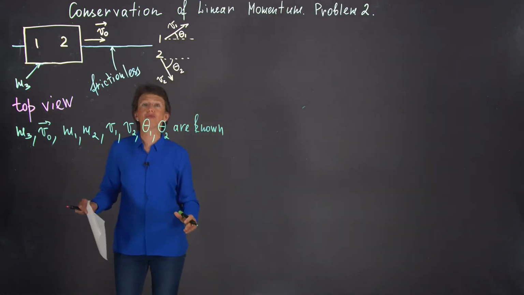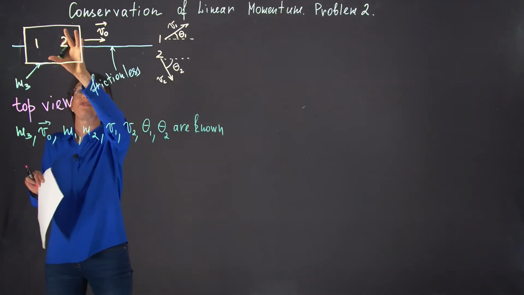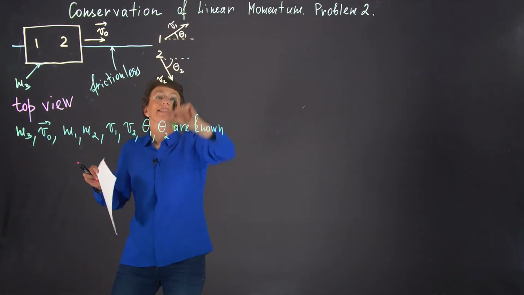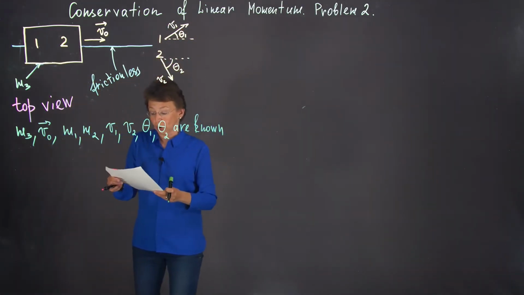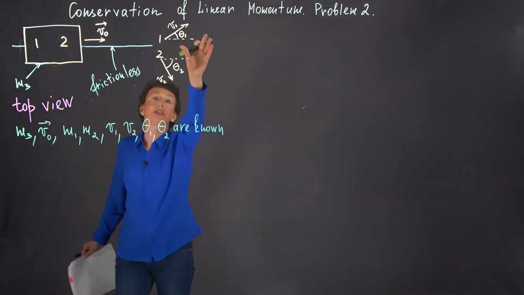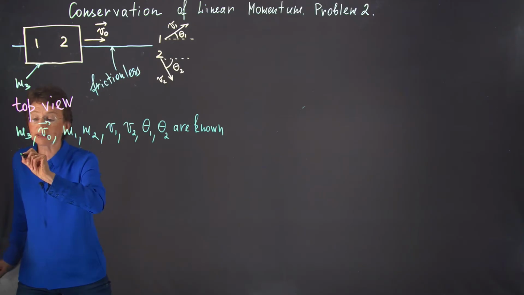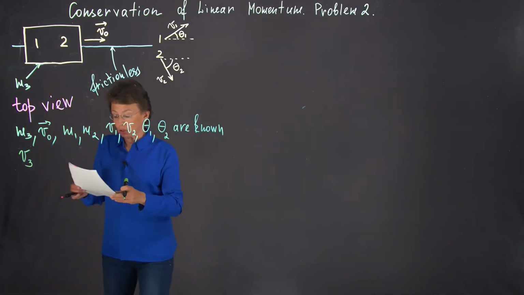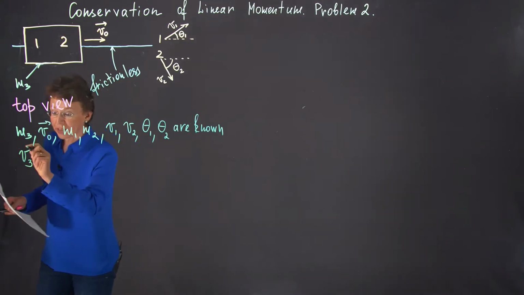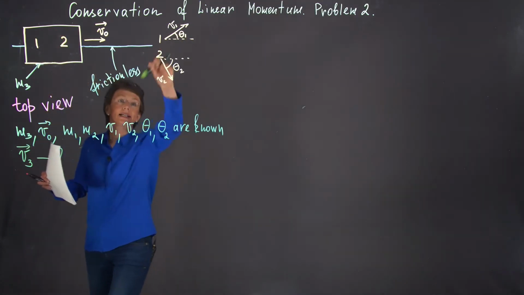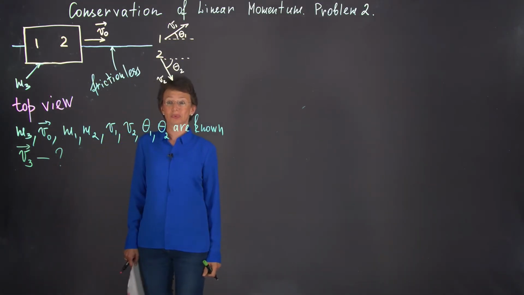What are we looking for? We are looking for the velocity of this sled right after these riders jump off. How do I call it? I will call it v3. We need to find this vector v3, the velocity of this sled right after these people jump off.